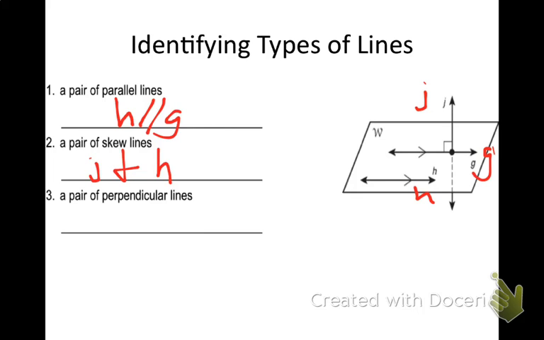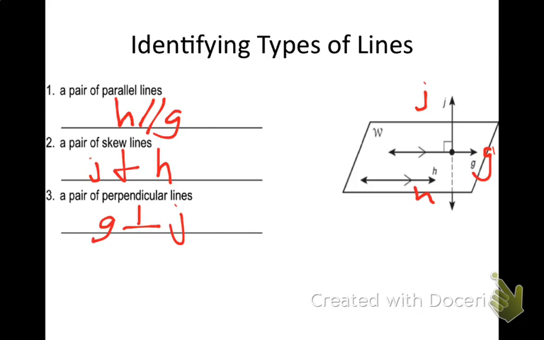All right, number three. A pair of perpendicular lines. If I look at perpendicular lines, I'm looking at what, Kendrick? What are two lines that are going to cross, meet at 90-degree angles up there? Very good. So G is perpendicular to J. Nice job.